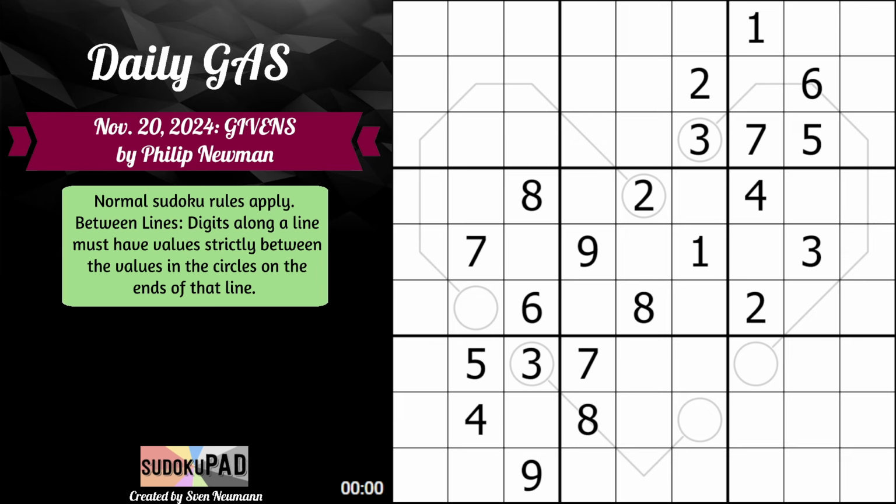Normal Sudoku rules apply. Between lines: digits along a line must have values strictly between the values in the circles on the ends of that line. So, what does that mean?